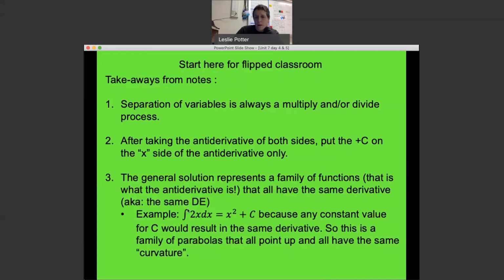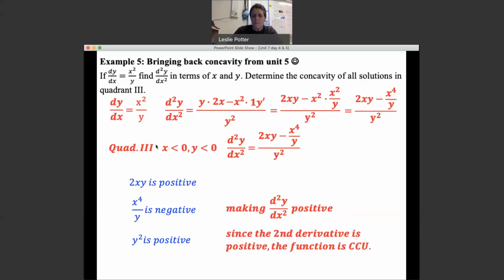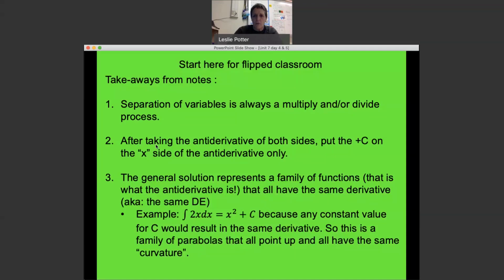All right, so when we get back into the classroom, we'll go over the takeaways and then we'll work on some advanced topic questions using the separation of variables to find our general differential equation. Actually, before we do that, I want to talk a little bit about that general form of when we solve differential equations. So that plus c on the end puts it into a family of functions.